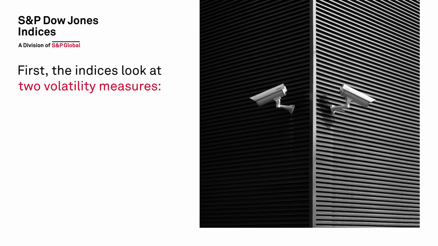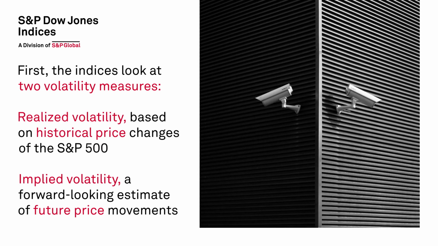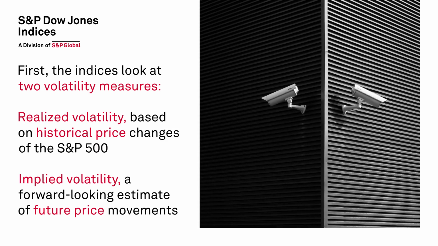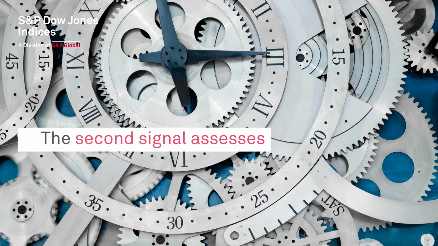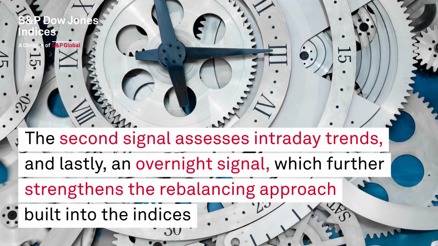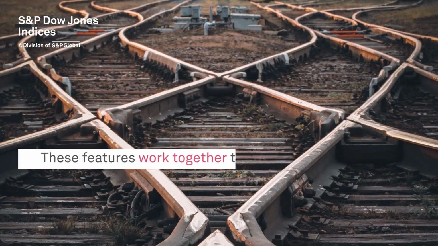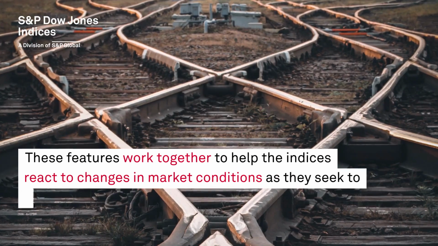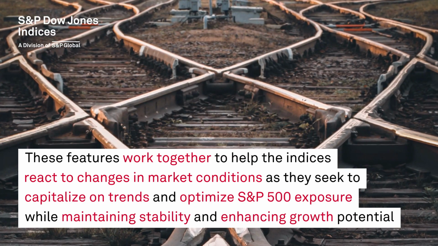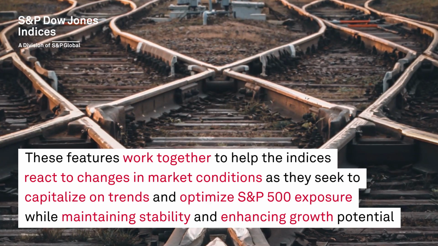First, the indices look at two volatility measures: realized volatility, based on historical price changes of the S&P 500, and implied volatility, a forward-looking estimate of future price movements. The second signal assesses intraday trends, and lastly, an overnight signal, which further strengthens the rebalancing approach built into the indices. These features work together to help the indices react to changes in market conditions as they seek to capitalize on trends and optimize S&P 500 exposure while maintaining stability and enhancing growth potential.